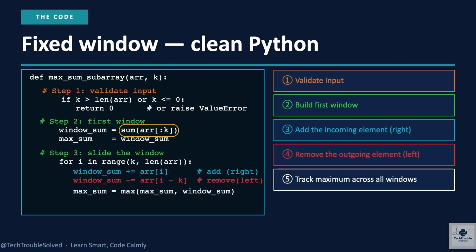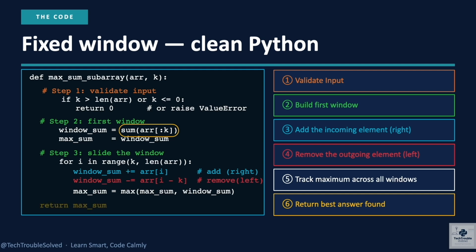Step 4. Return max sum. That's the whole function. 10 lines of meaningful code. One loop, no nested loops. O of n time, O of 1 space. The test at the bottom confirms it. Pass in our example array with k equals 3 and we get 9.